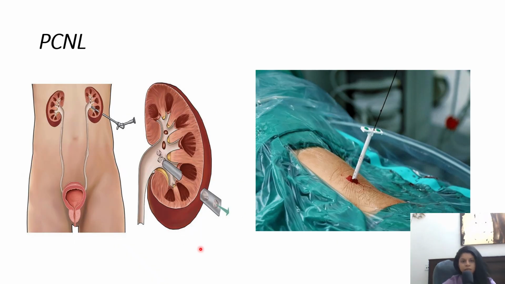Second is PCNL, that is percutaneous nephrolithotripsy. Okay, so here what happens is that percutaneously we put the instrument inside the kidney, in the renal pelvis, you fragment the stones, and then they are taken out.